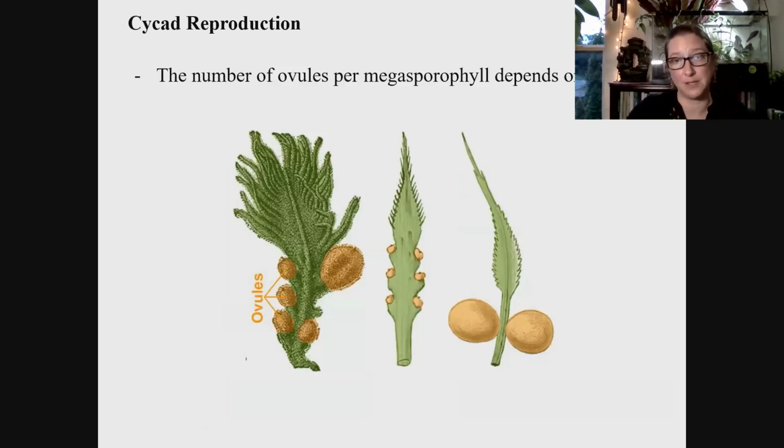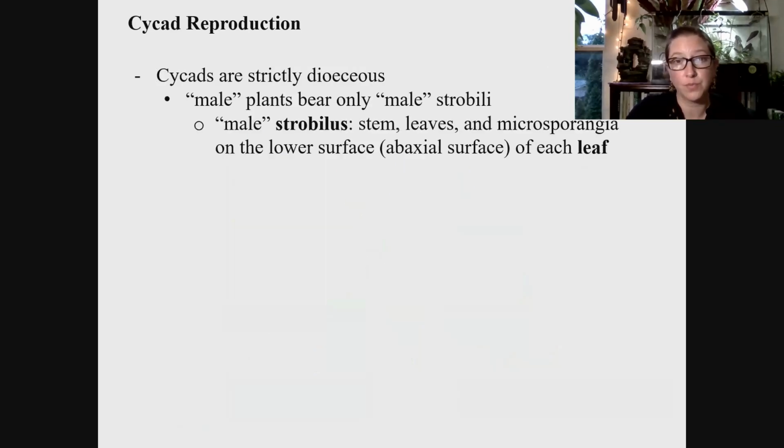The number of ovules on a megasporophyll leaf will depend on the species. The one on the left here has 5. The one in the middle has 6 ovules, and the one on the right has 2.